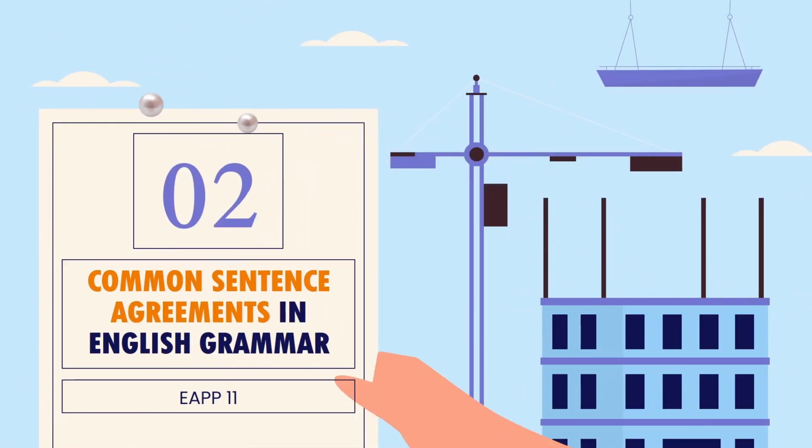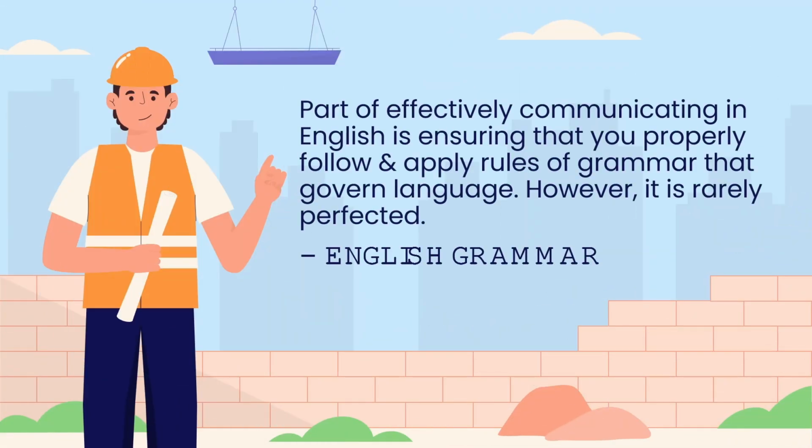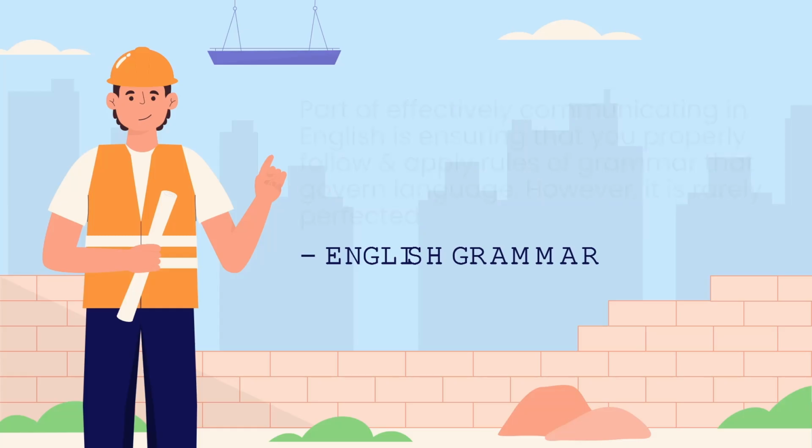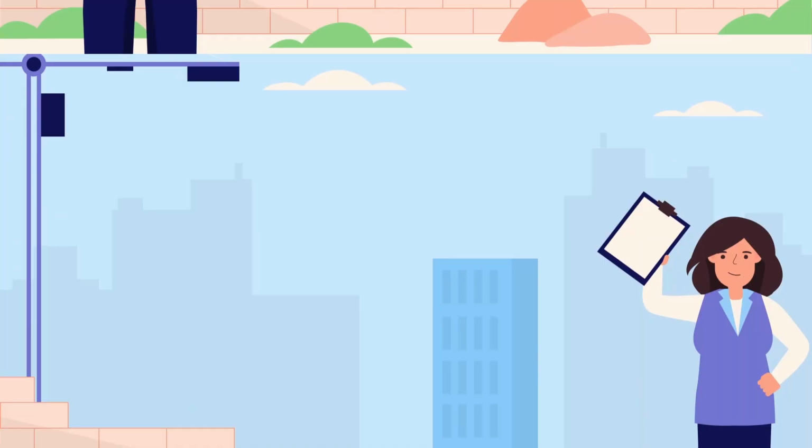Let's start with the common sentence agreements in English grammar. According here, part of effectively communicating in English is ensuring that you properly follow and apply rules of grammar that govern language. However, it is rarely perfected. Even professionals occasionally commit grammatical errors, hence it is advisable to train and challenge yourselves early as we proceed on our journey in writing. Grammar is so important in English since it is the rule in writing and also in speaking using the English language.